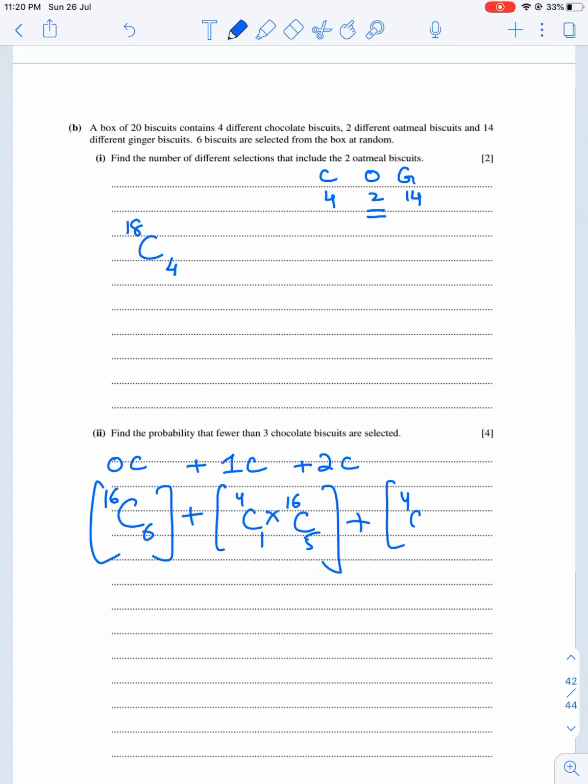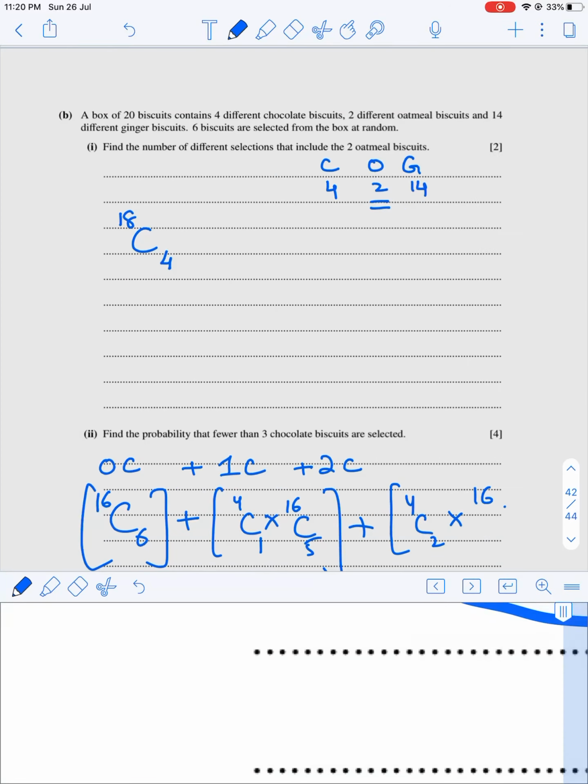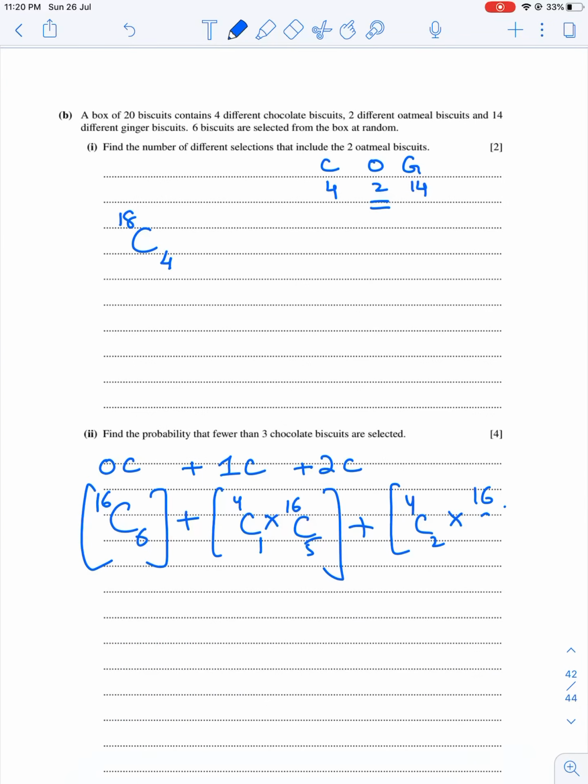2 chocolate biscuits, so 4C2 multiplied by, out of those rest of the 16 biscuits, you're supposed to take 4, because in all you want 6. You're going to calculate this and you will get the answer for this part.